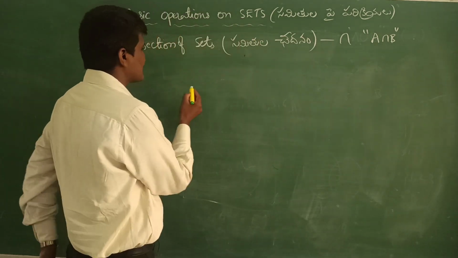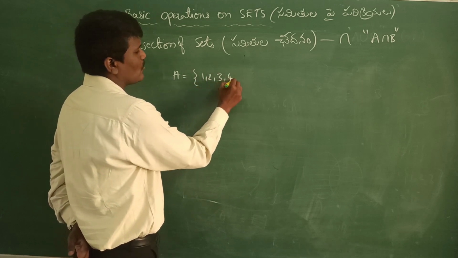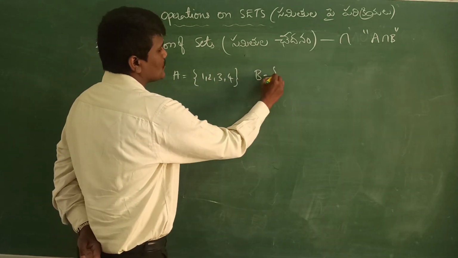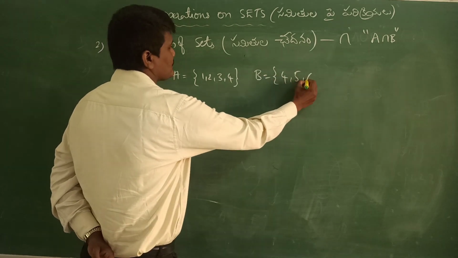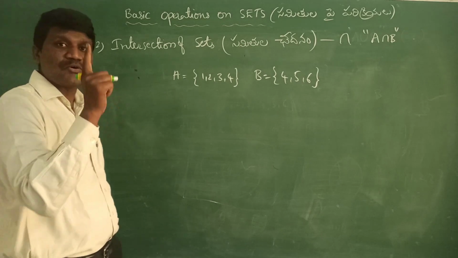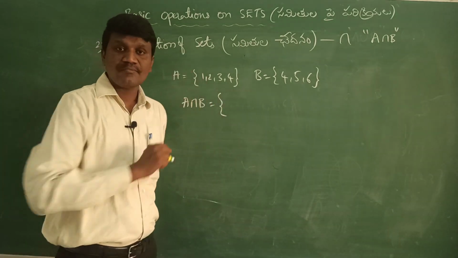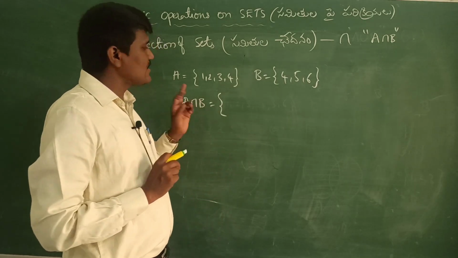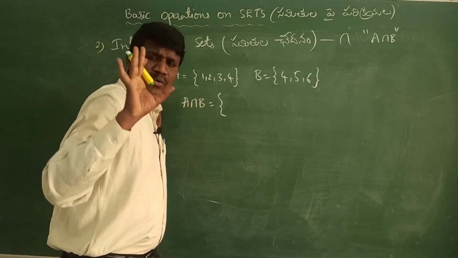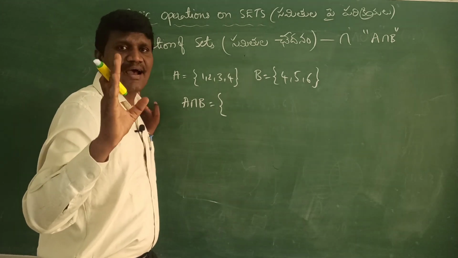Suppose if I take the same example, A is equal to {1, 2, 3, 4} and B is equal to {4, 5, 6}, then A intersection B will be? While writing A intersection B, you need to write only the common elements. Common elements mean the elements which are present in both A and B.